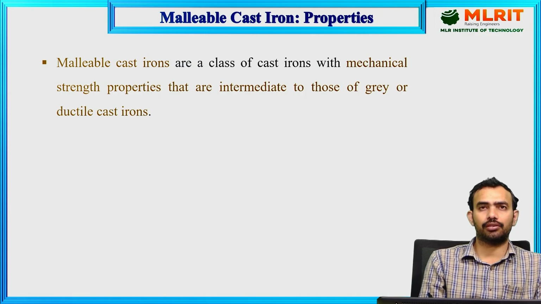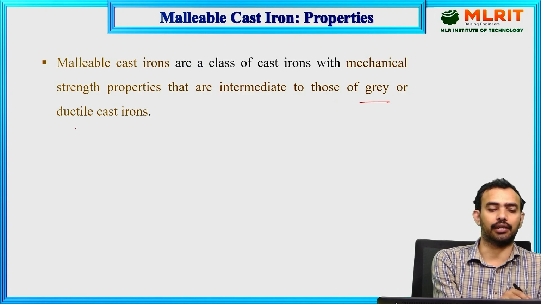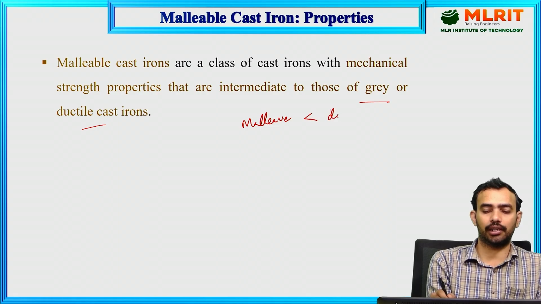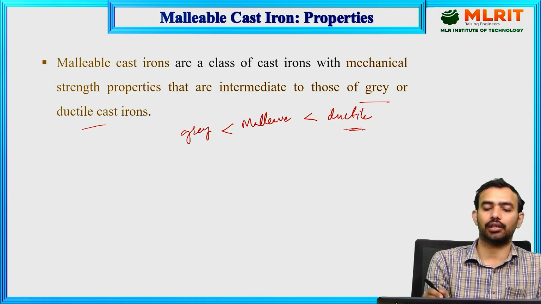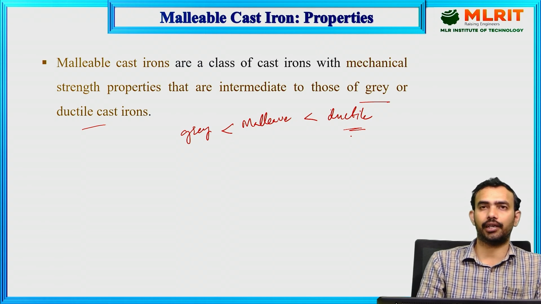Malleable cast irons are a class of cast irons with mechanical strength properties that are intermediate to those of gray and ductile iron. So you can write it. Malleable is in the middle. Ductile is the highest. You get the best in the ductile, and malleable is higher than the gray and lower than the ductile. So it is between gray and ductile.